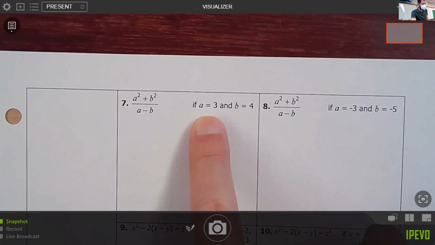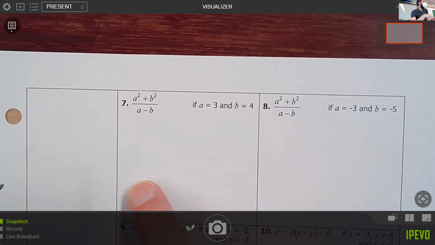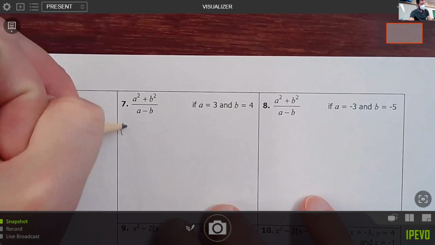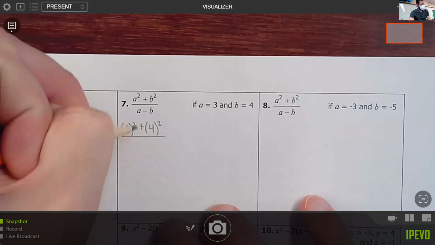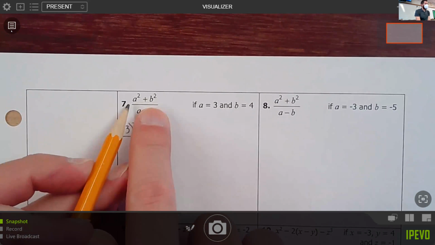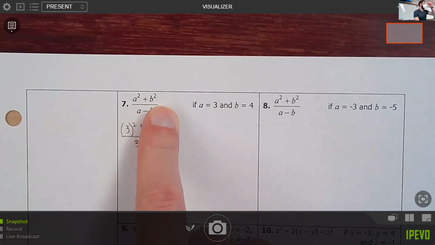So we've got a equals 3, b equals 4, a squared plus b squared on the numerator. Now here's something you can do. If you know what some of these answers are going to be before you even plug in, you can do that. You don't always have to plug in like 3 squared plus 4 squared like that. And then at the bottom, that would be 3 minus 4. If you know that 3 squared is 9 and that 4 squared is 16 and that 9 plus 16 is 25, you can start off just by writing 25 as your numerator.